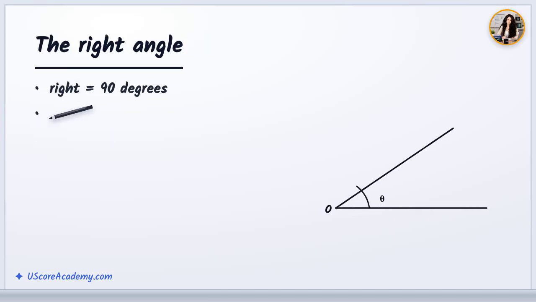A right angle measures exactly 90 degrees and looks like a perfect square corner. We mark it with a small box. The corner of a book or a window is a right angle.